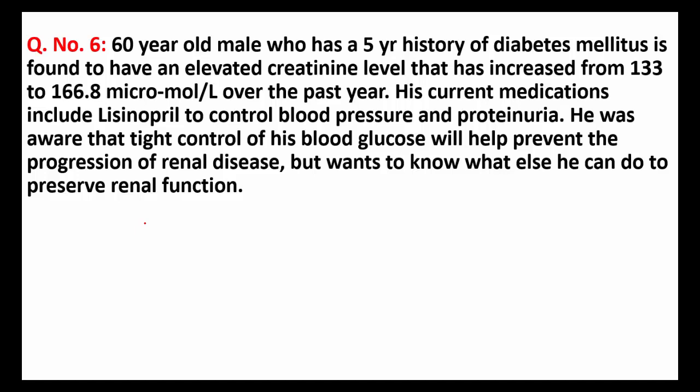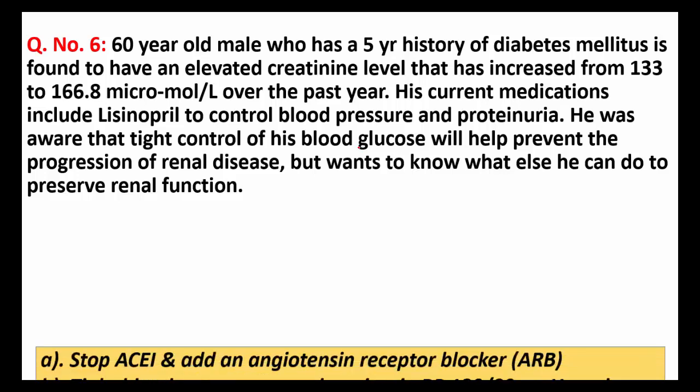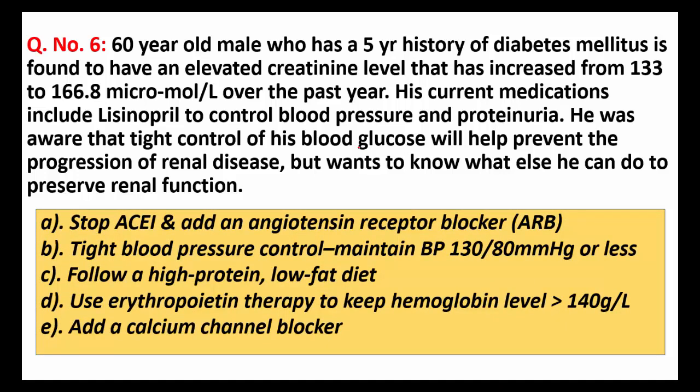So, he is doing his tight control of his blood glucose and he wants to know what else he can do to preserve the renal function. He is already taking lisinopril. So, stop ACE inhibitor and add an ARB blocker. It doesn't make sense. Follow a high protein, low fat diet. It doesn't help. Use erythropoietin therapy to keep hemoglobin level greater than 140 gram per liter.